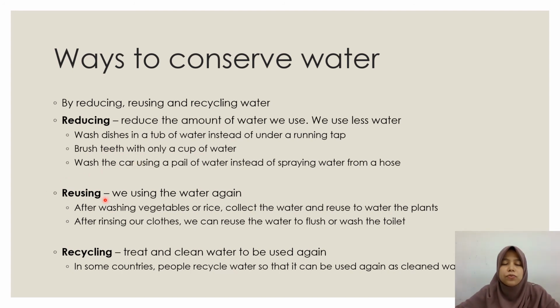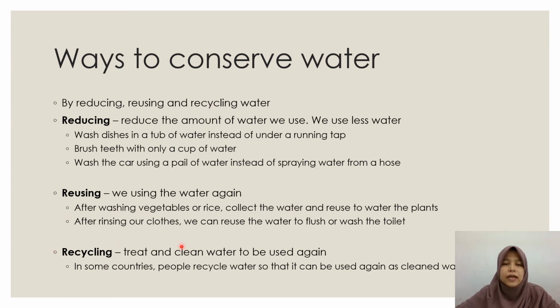For number 2, reusing. What is the meaning of reusing? Reusing means we use the water again. For example, after washing vegetables or rice, we can collect the water and reuse it to water the plants. Number 2, after rinsing our clothes, we can reuse the water to flush or wash the toilet. So these are examples of how we can reuse the water.